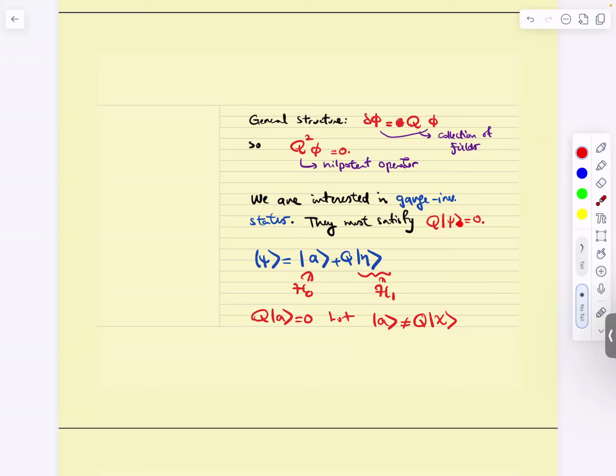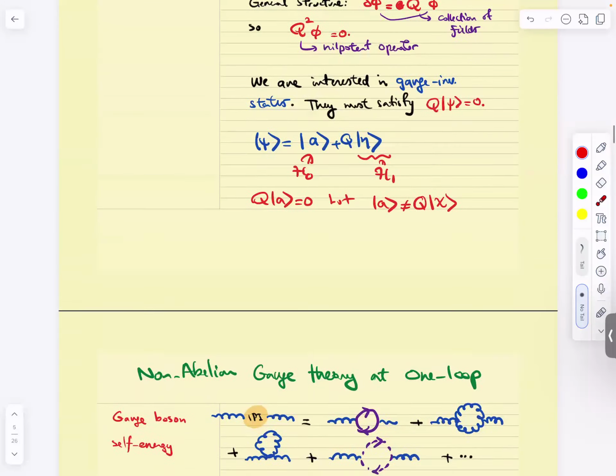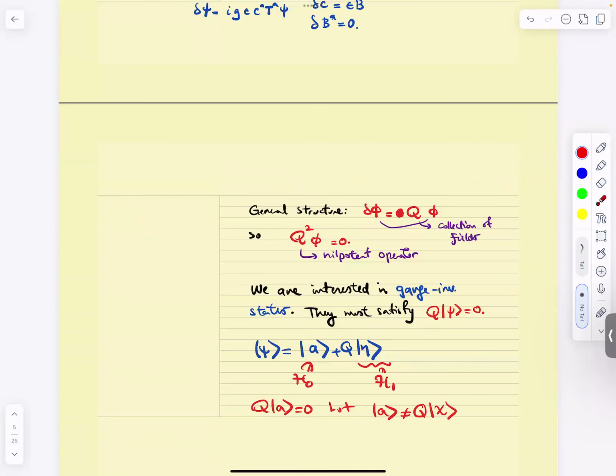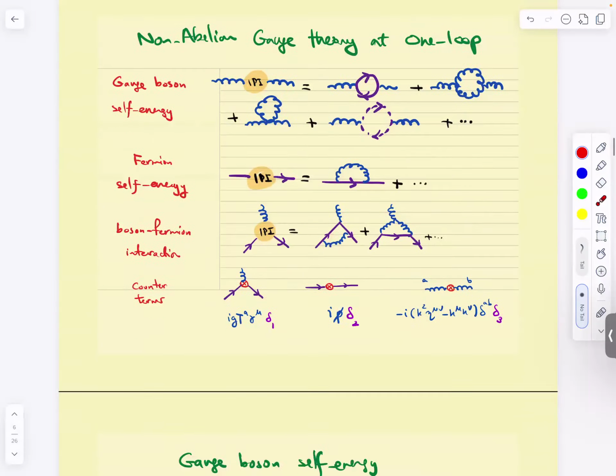Now, all the states that are killed by Q could be written as a set of states that are killed by Q but are not Q of something, and the states that are Q of something. Because Q squared is 0, Q of anything, if it's non-zero, will be killed by Q. So we call this Hilbert space H1 and this Hilbert space H0. We talked about the connection to homology, right? All right. So this was the BRST story.